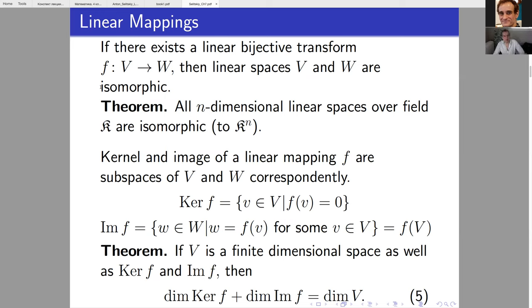The next definition is isomorphism. So if there is a linear mapping between two linear spaces V and W, and this transform is bijective, that means one to one, then these spaces V and W are said to be isomorphic. And there is a theorem that all n-dimensional linear spaces over the same field K are isomorphic, and they're isomorphic to K^n, or if it's the real field, to R^n.